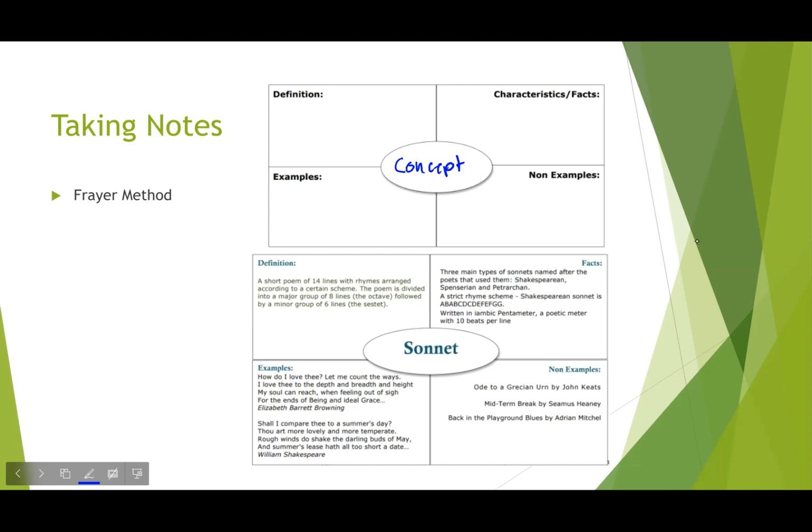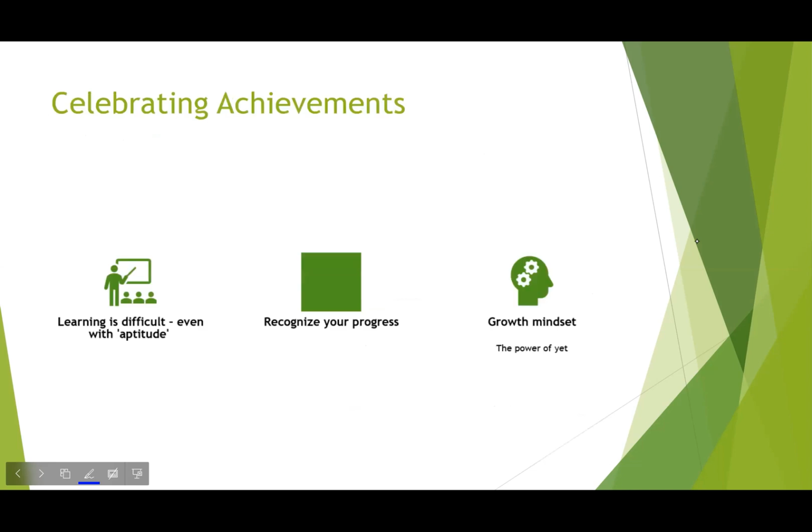It's got examples of what a sonnet is. It's got facts about the sonnet and some strict rhyming schemes or poetic meter with 10 beats a line, and then it's got some non-examples. And this can be a great way to organize information. So try these different note-taking methods and see what works for you.